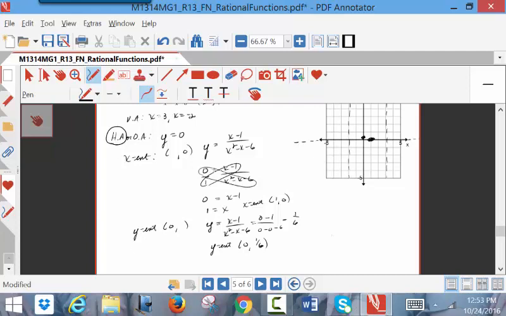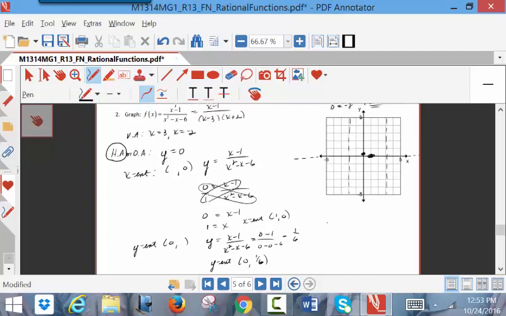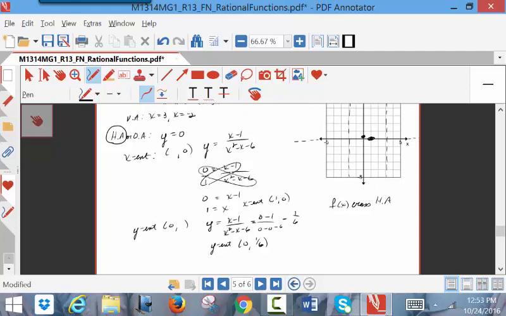Okay, so we kind of already realized this, but the next step is to say, does my f of x cross my horizontal asymptote? And we pretty much already know it does, but we can show it algebraically very quickly by setting these equal to each other.